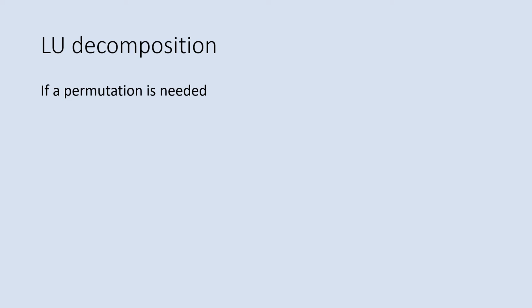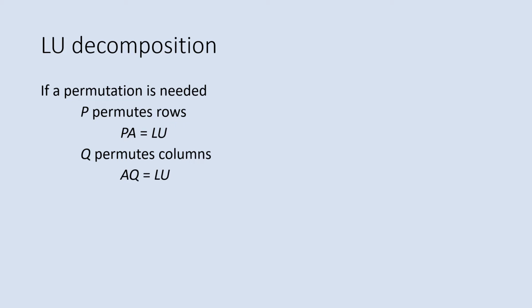If a permutation of the rows is needed, we can create a matrix P that does a row permutation, and then the decomposition becomes P times A is the LU. If we need to permute columns, then it would be A times Q can be decomposed to L times U. If we need to do both, then we have P times A times Q can be decomposed in that LU format.